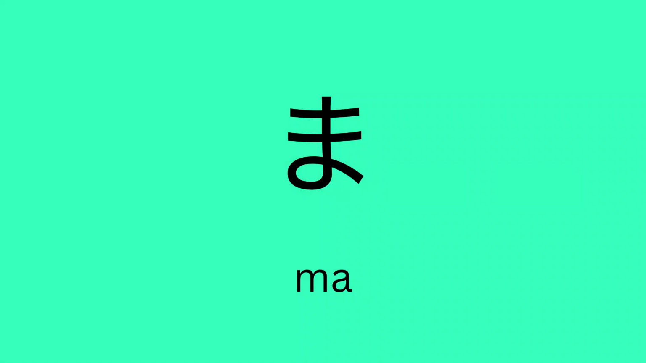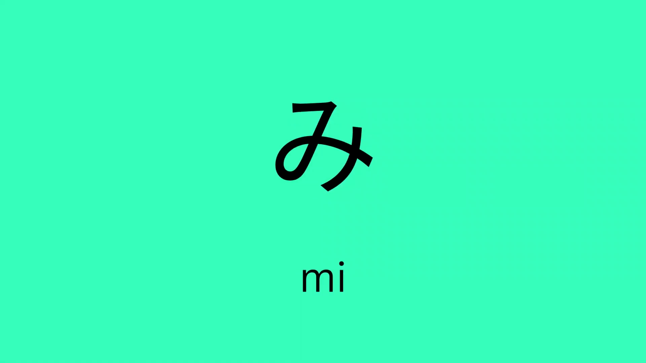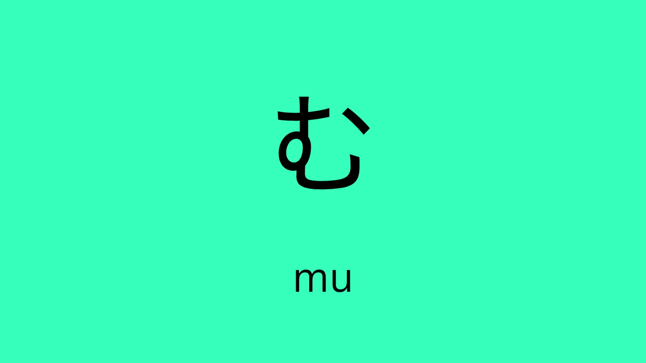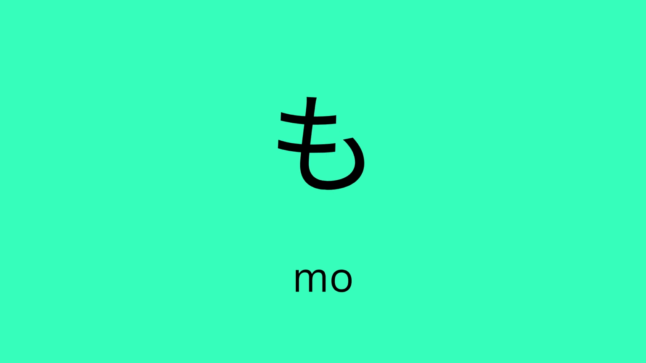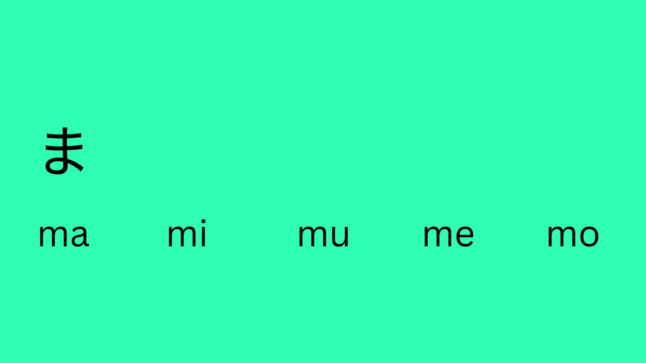So the M row is Ma, Mi, Mu, Me, Mo. This is Ma. This is Mi. This is Mu. This is Me. And this is Mo. Ma, Mi, Mu, Me, Mo.